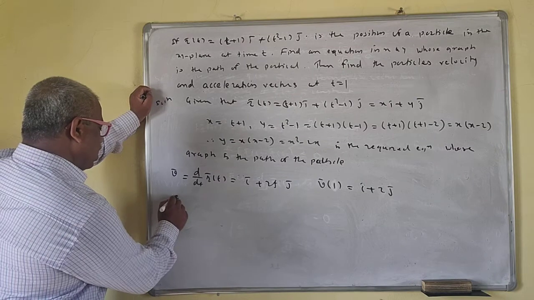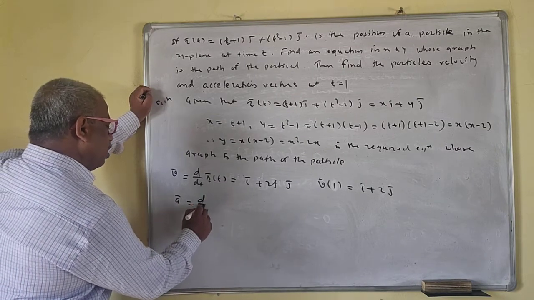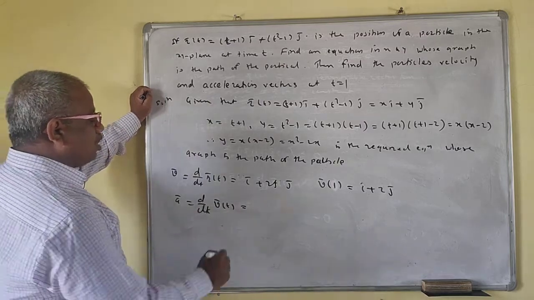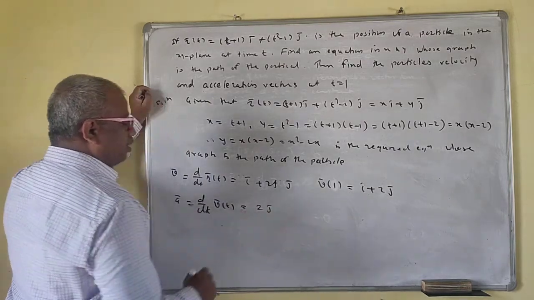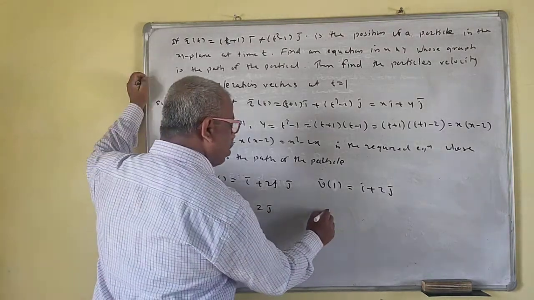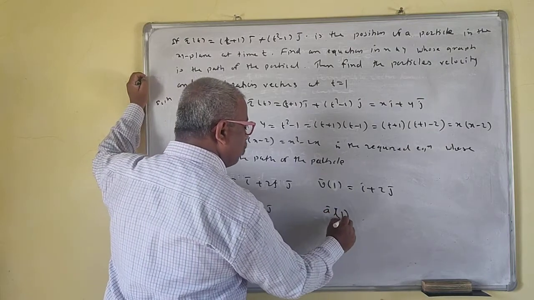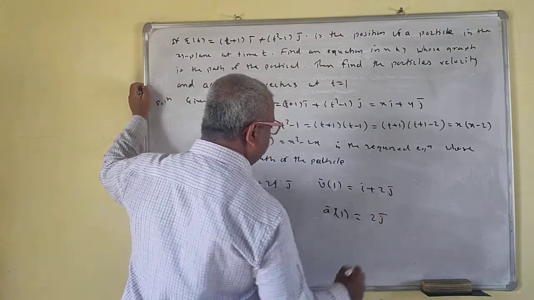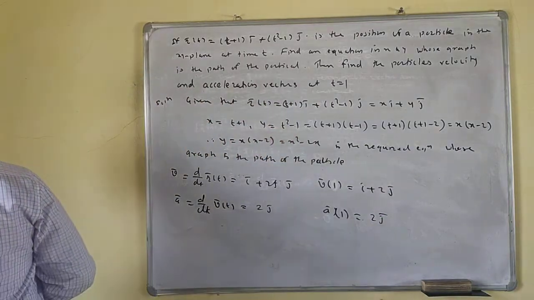Acceleration a bar is d by dt of v bar of t. So this is 2 j bar. So a bar at 1 is equal to 2 j bar only.